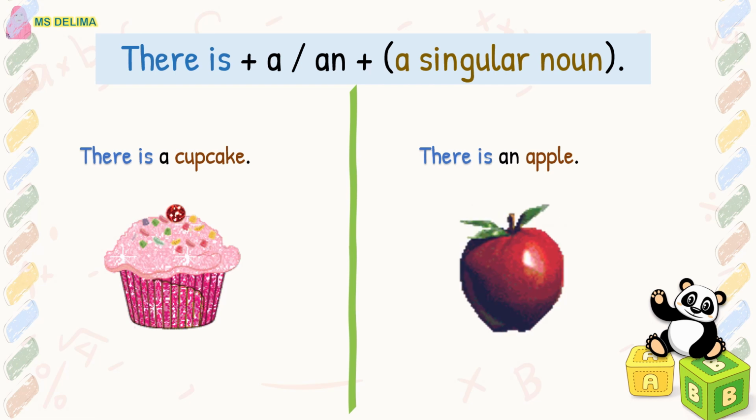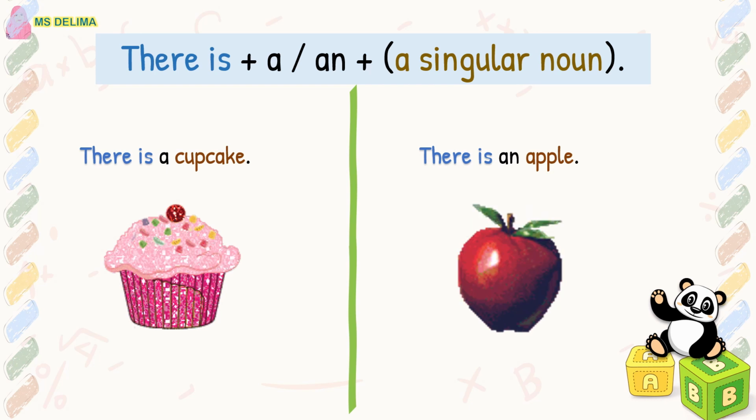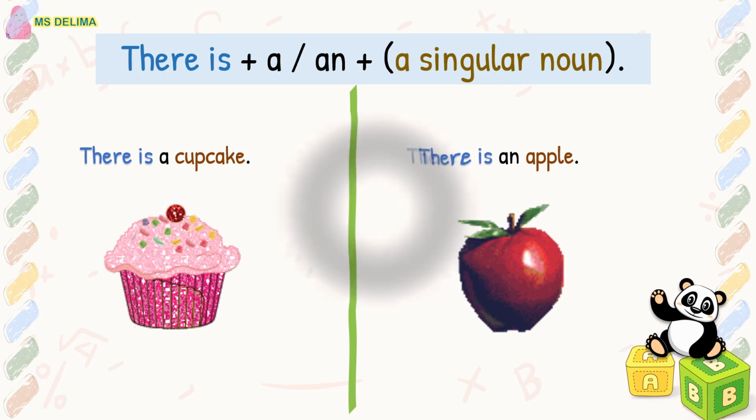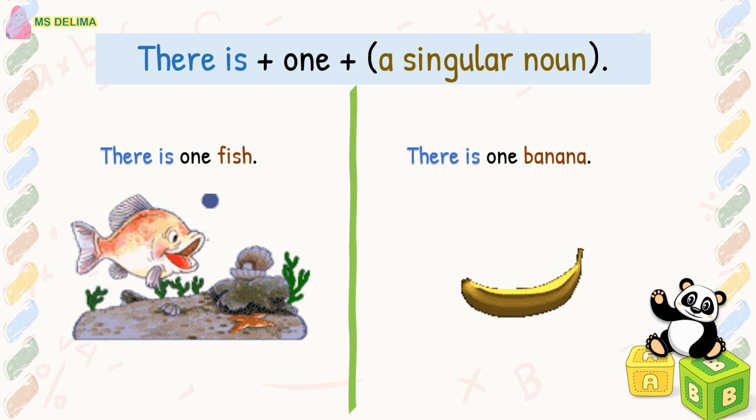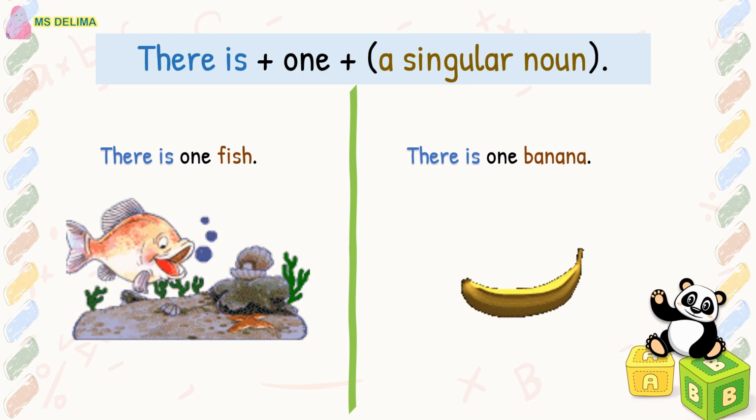For there is plus a or an plus a singular noun, the examples are there is a cupcake. Secondly, there is an apple. For there is plus 1 plus a singular noun, the examples are there is 1 fish. And the other one is there is 1 banana.